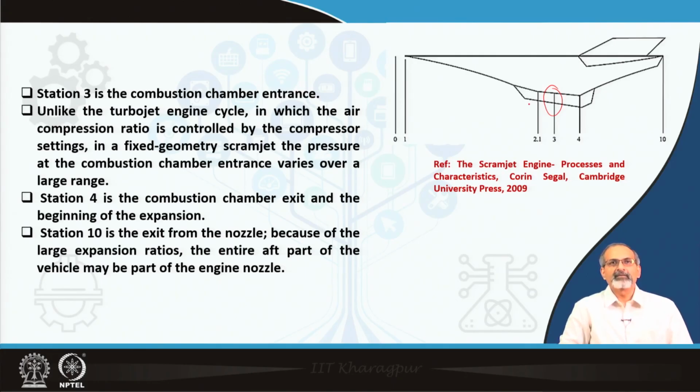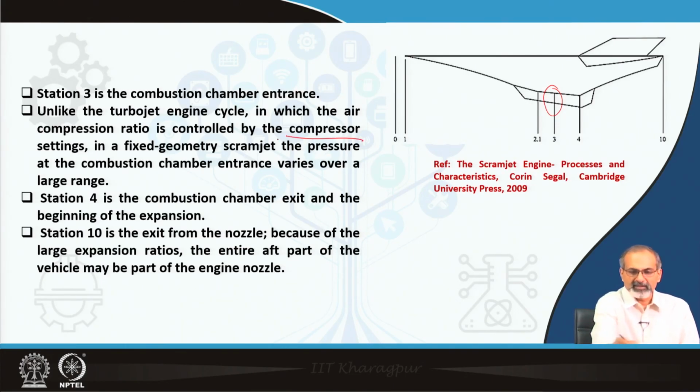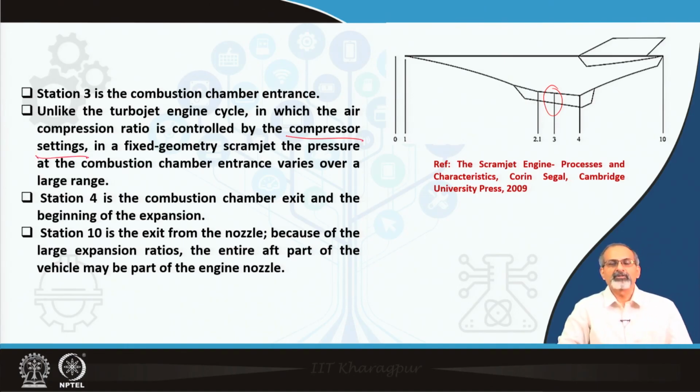Entrance in, unlike the turbojet engine cycle in which air compression ratio is controlled by the compressor settings, where we talk about pressure ratios, in a fixed geometry scramjet, the pressure at the combustion chamber entrance varies over a large range. Station 4 is the combustion chamber exit and the beginning of the expansion. Station 10 is the exit from the nozzle. Because of the large expansion ratios, the entire aft part of the vehicle may be part of the engine nozzle. So, these are the primary stations and the different processes which go through the scramjet engine.